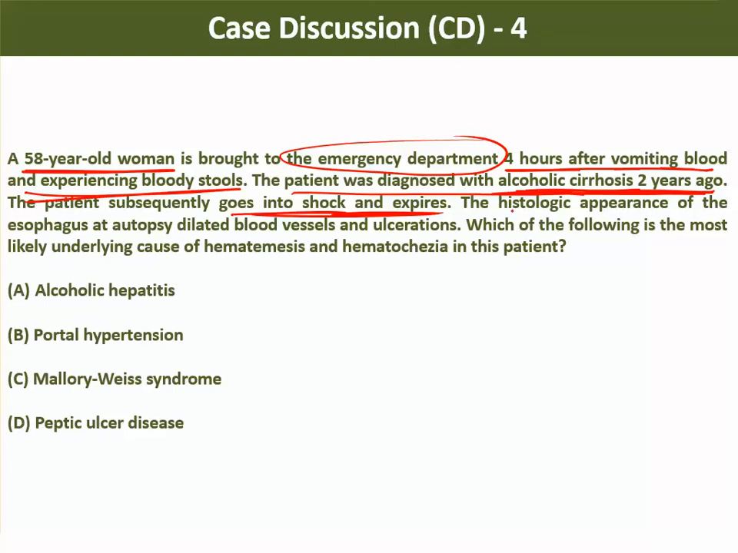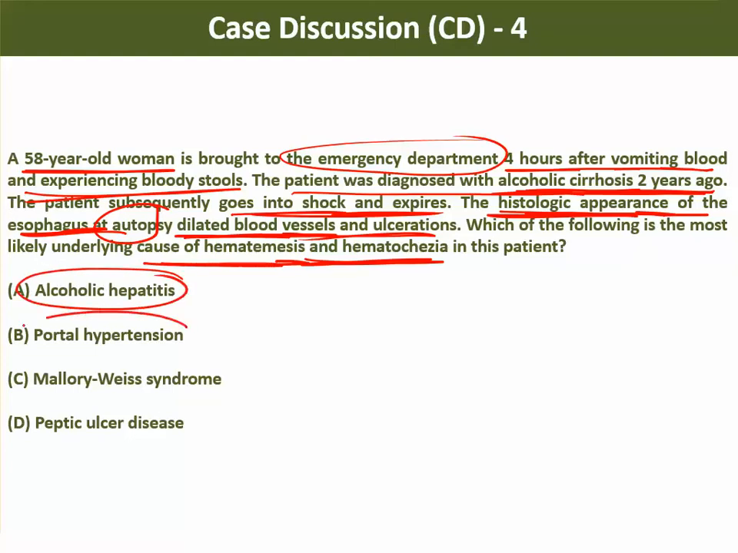Now they did the histological examination of the esophagus during autopsy and they found the esophagus having dilated blood vessels and ulcers. Which of the following is the cause of hematemesis and hematochezia, which means bloody stool, in this patient? Okay. Now first you have to rule out all these 4 and exclude 3 and come to a conclusion, right?